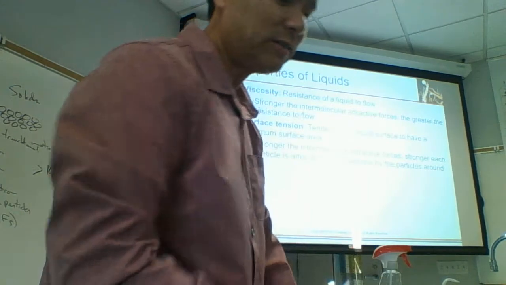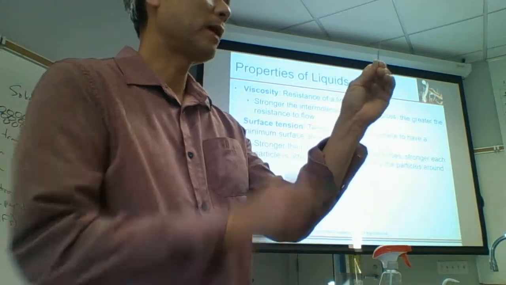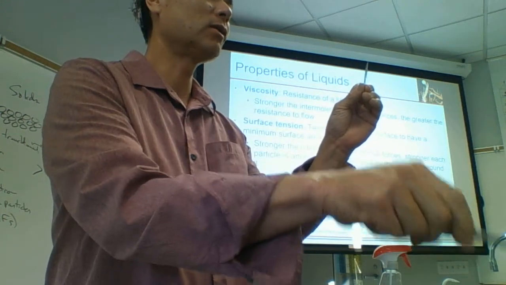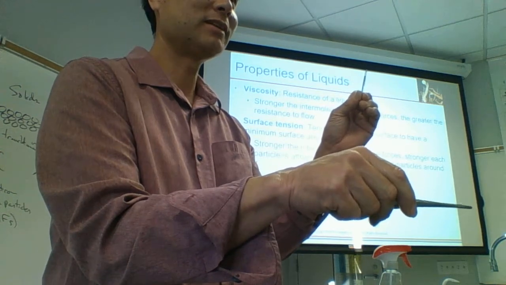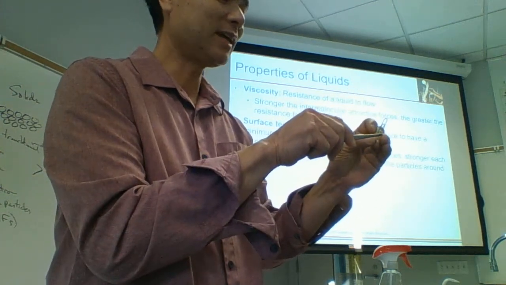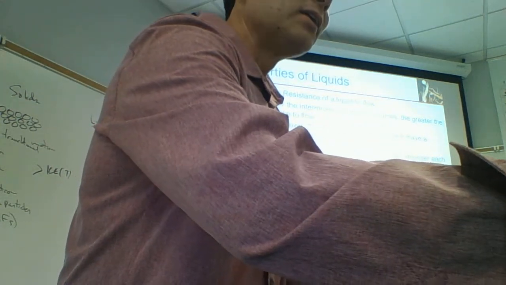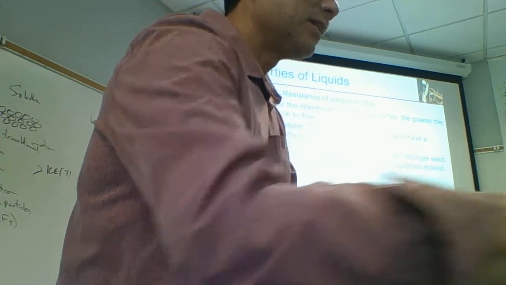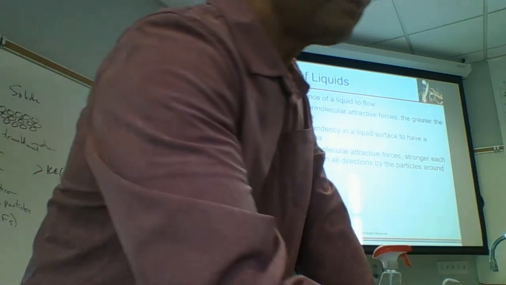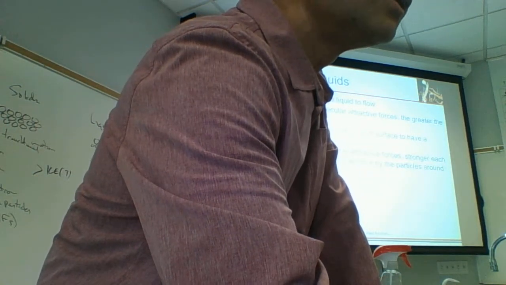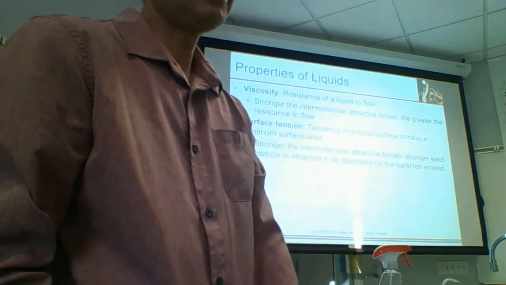Okay, this surface tension demo: paperclip, water. Should the paperclip sink or float? Well, let's say this. It's going to sink, right? It's going to sink because a paperclip is more dense than water. But it floats.